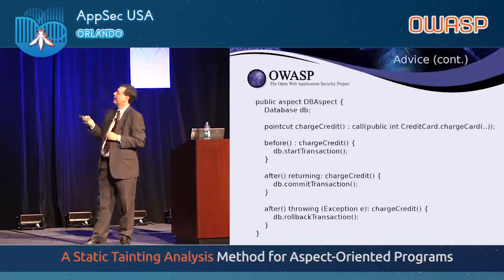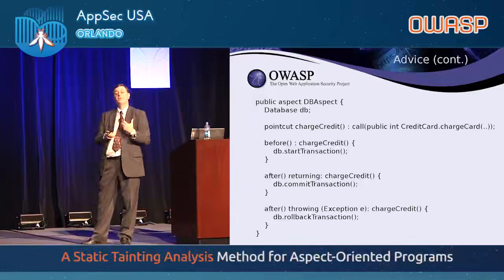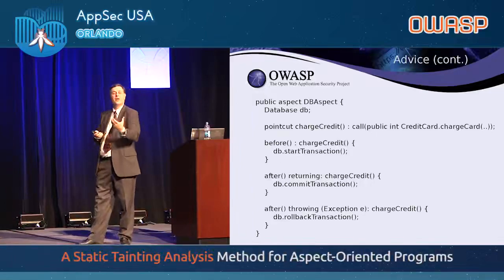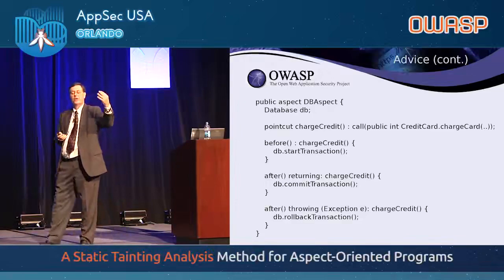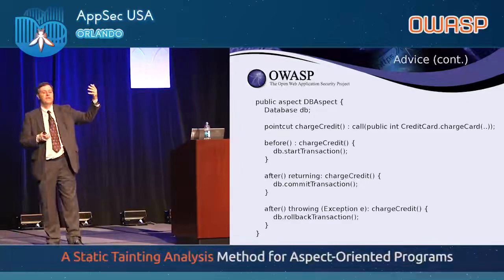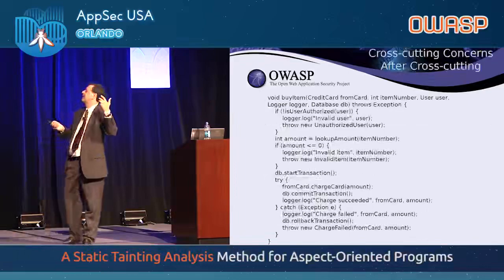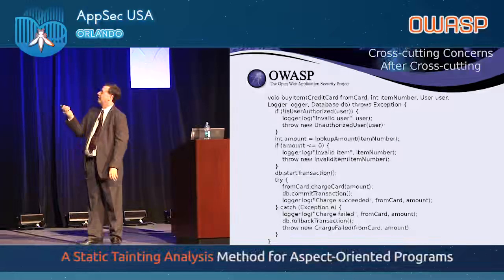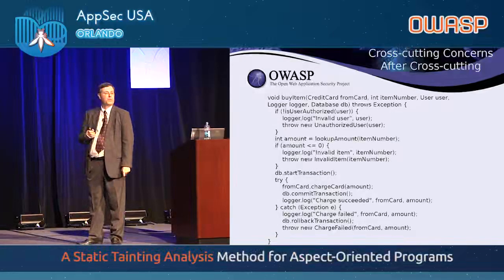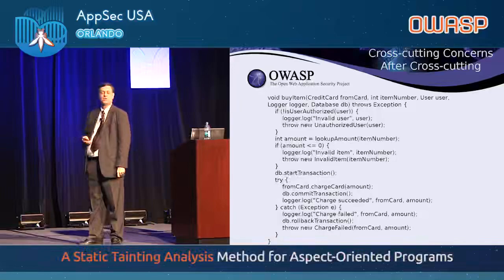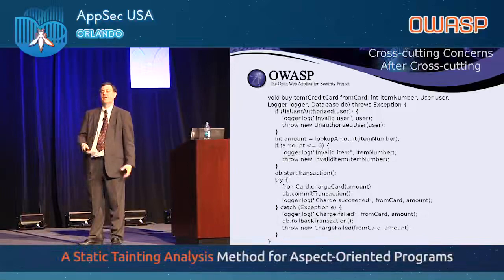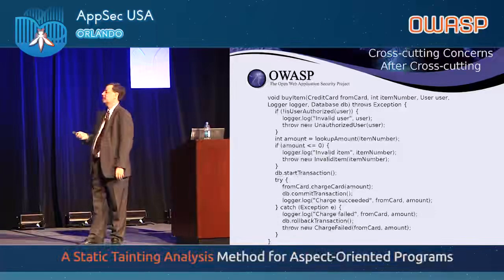Okay, let's go back. Now we have another one. We've taken care of our database stuff now. What about our logging? We had the logging, which there were four logging statements. Three of them were in, let's go back and look at it. Three of them were because of exceptions that were about to be thrown. And one last one was because we want to keep track of any charges that succeeded. We need to keep an audit trail of that, so we're going to log that.